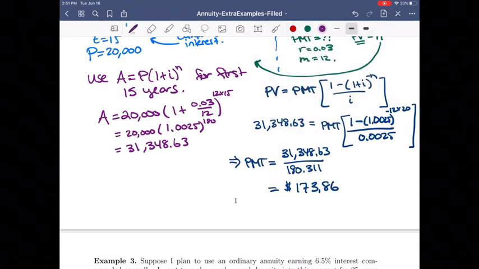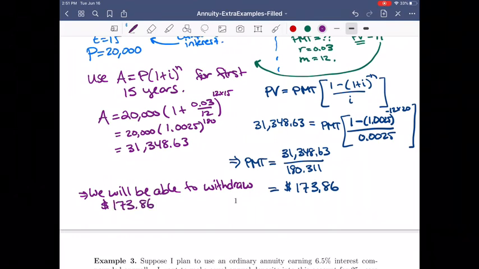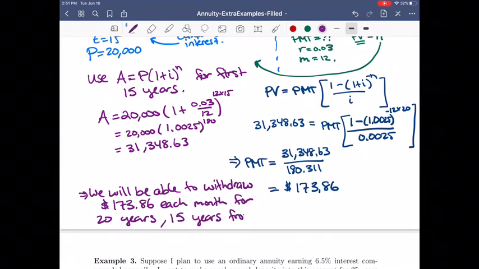Okay, so what that means is we will be able to withdraw $173.86 each month for 20 years, 15 years from now. So after we save up, we use our 20,000 to save up some amount. Okay, so this is the amount we're going to be able to withdraw.